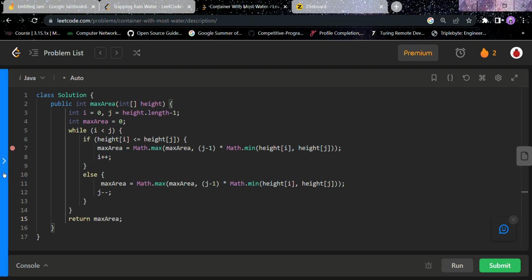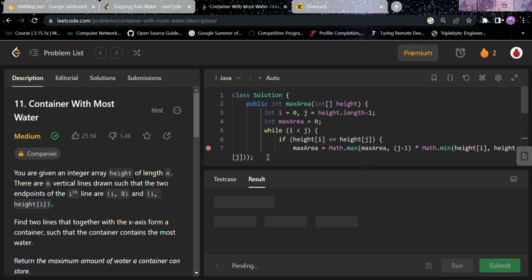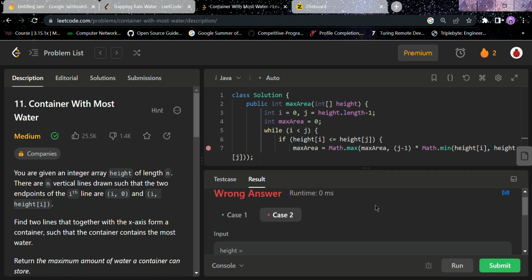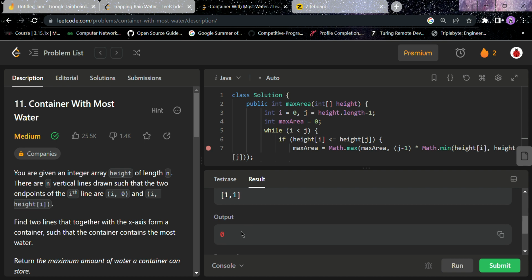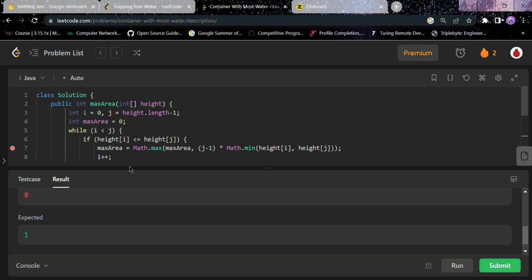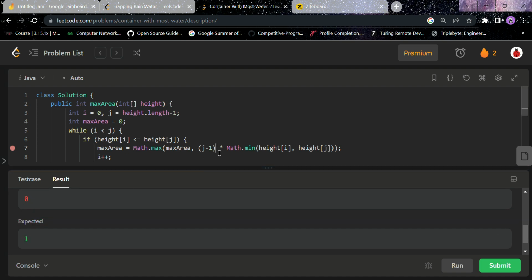Let's see if it runs or not. Try running it. Wrong answer. Why? Input 1 1. Output is getting 0 but expected is 1. Let's see, what wrong are we doing?